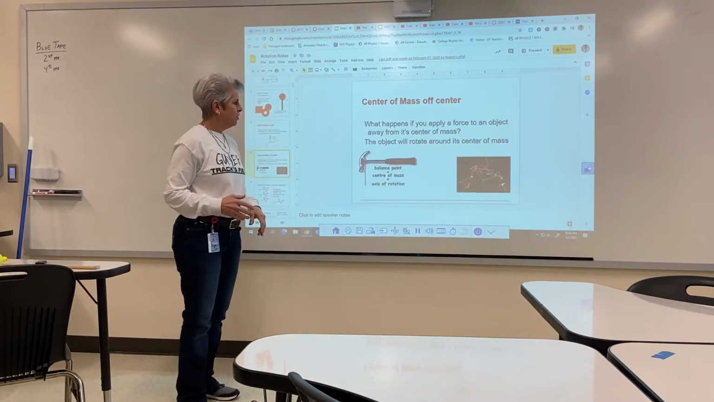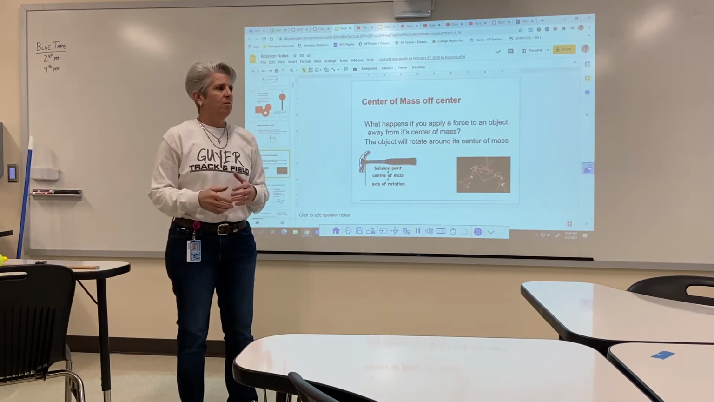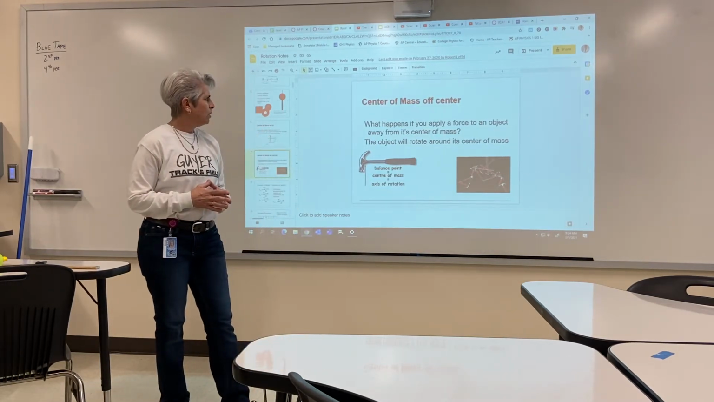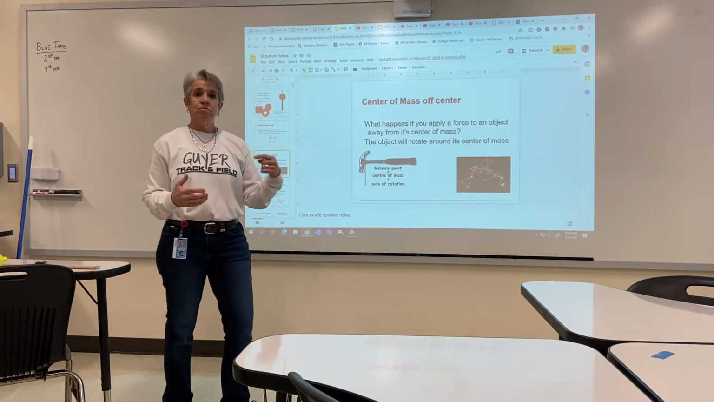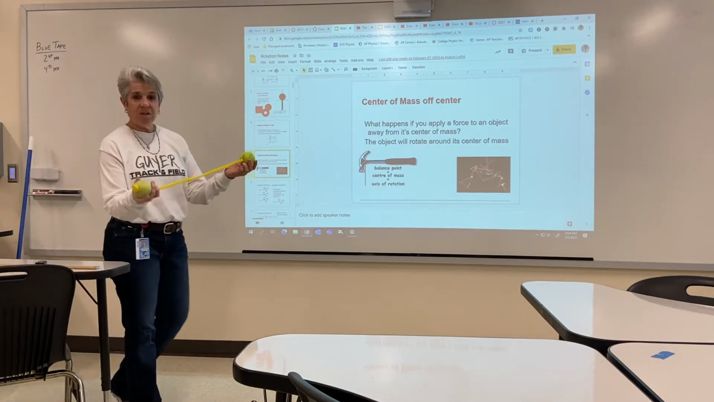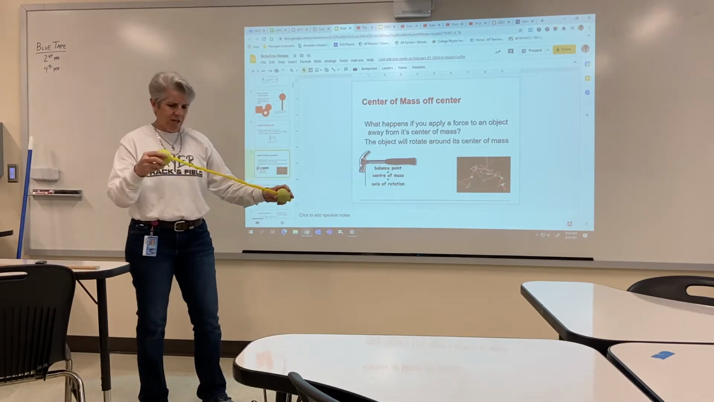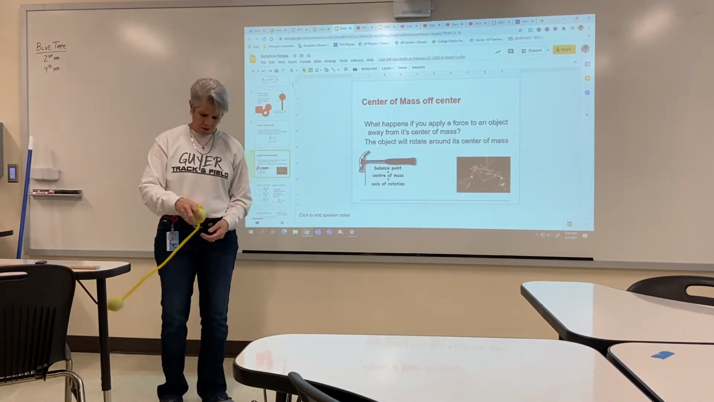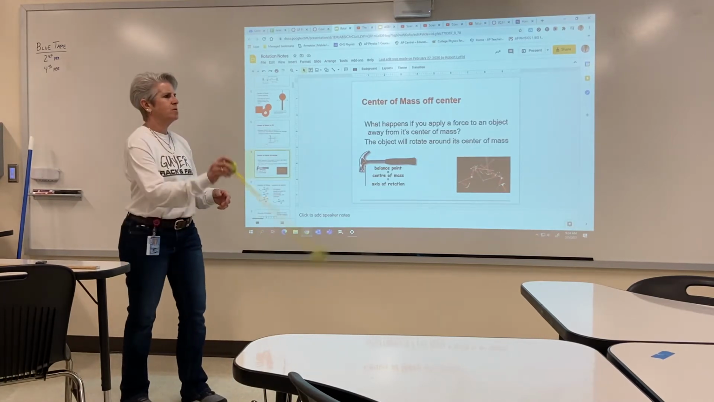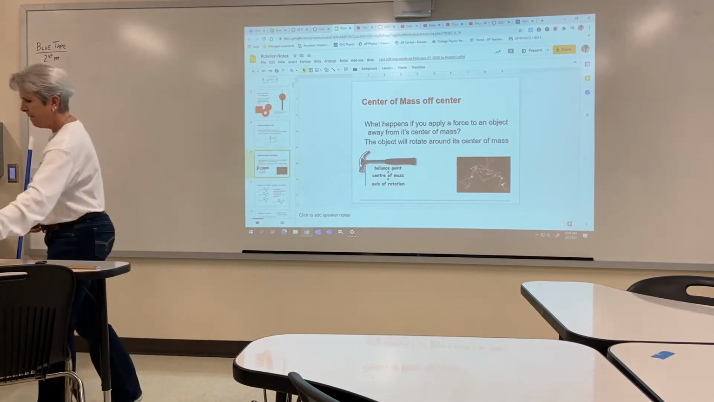So what happens if you support something at the center of mass? Well, it balances. But what happens if you apply a force away from the center of mass? Well, that object will begin to rotate. Here I have a couple of tennis balls suspended from a string. In this case, they happen to be even. If I give this a toss, the center of mass of this system is about here, and so it should rotate at about that point. And so if I toss it, you can see that it spins around its center of mass.